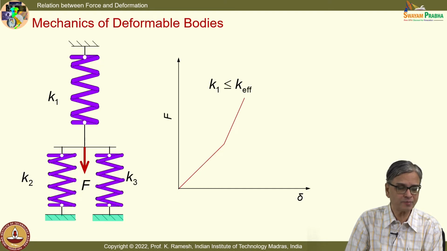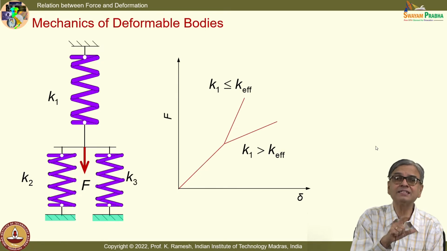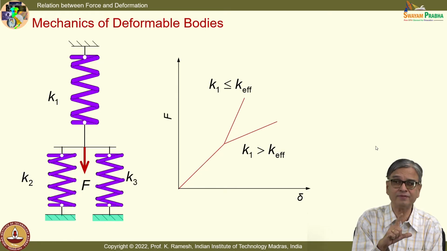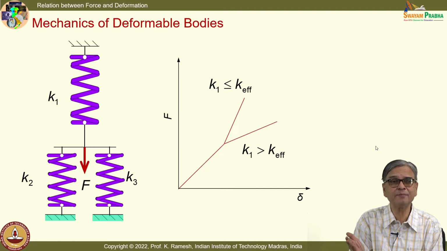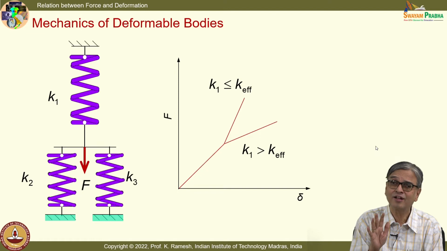So, there are 2 possibilities that can happen. The K effective is, K1 is less than K effective, and K1 is greater than K effective. Then you can have a diagram like this. It is still linear in segments. See, this is again we will use it in advanced studies. In this segment it is linear, in the next segment it is still linear but with a different slope. That is how engineers handle complex situations.